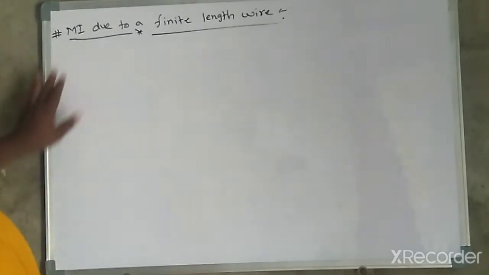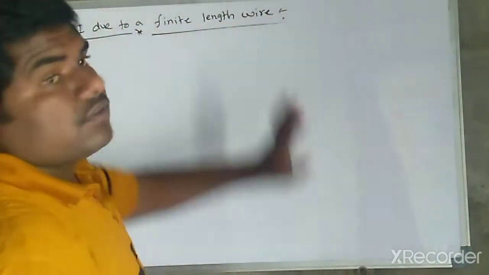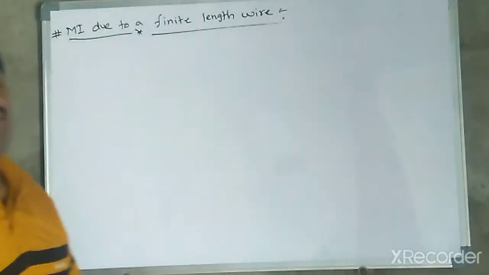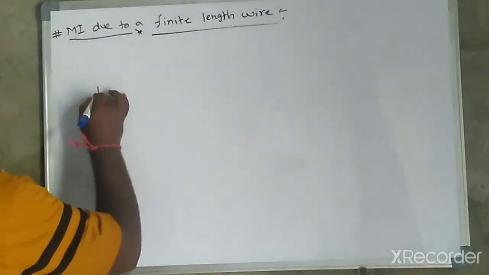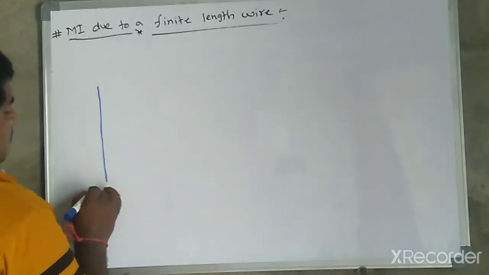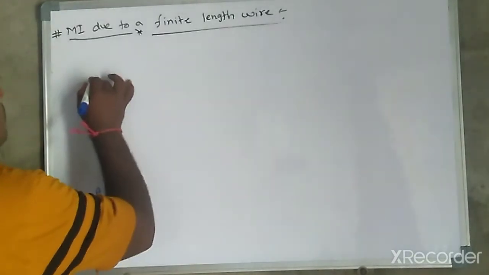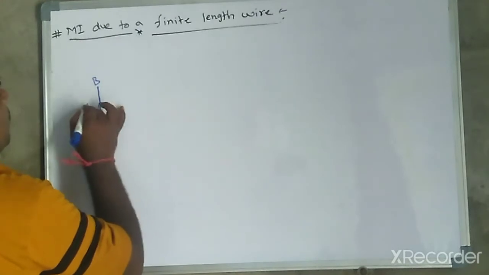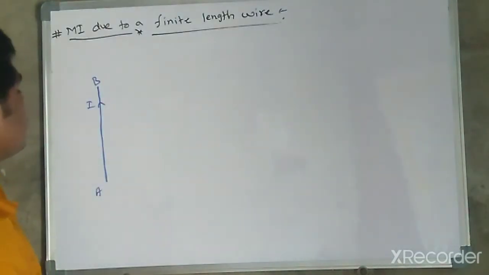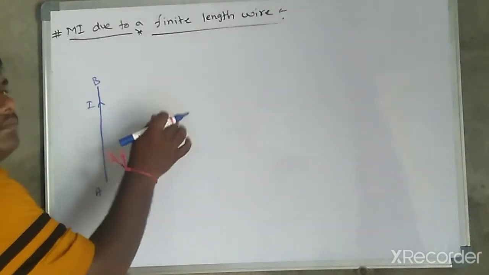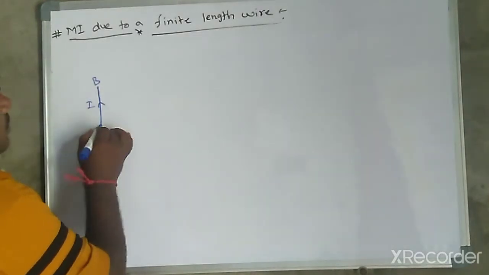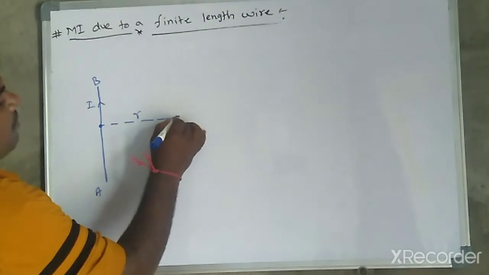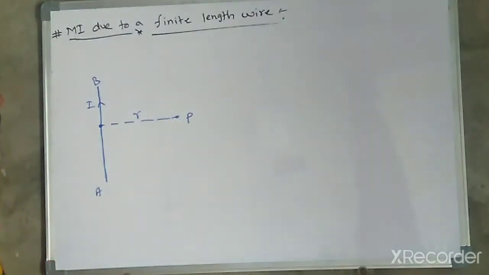Another application: magnetic induction due to a finite length wire. So here I would like to take one finite wire like this. One end is A, another end is B. Let us consider the current moving in the upward direction. When the current moves upward, this area is into the blackboard and this area is out of the blackboard. So this is the center point, and from here at distance r is the point P. We are going to find the magnetic field induction at point P by using the Biot-Savart law.